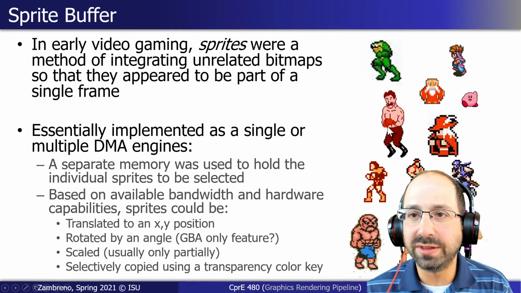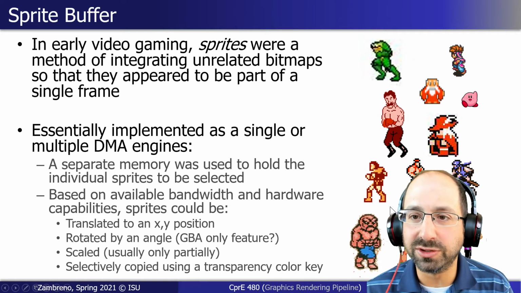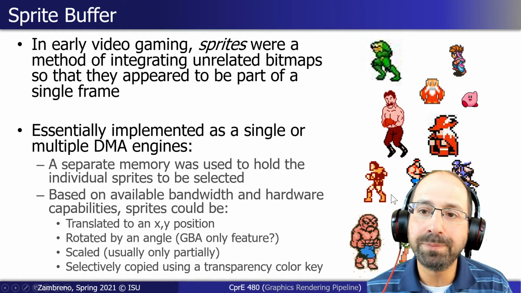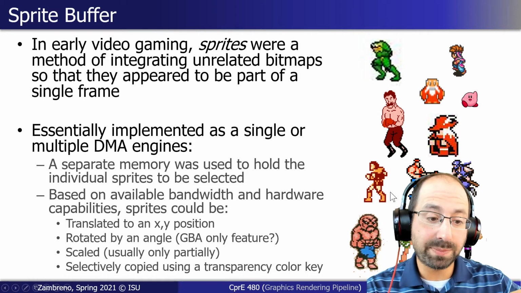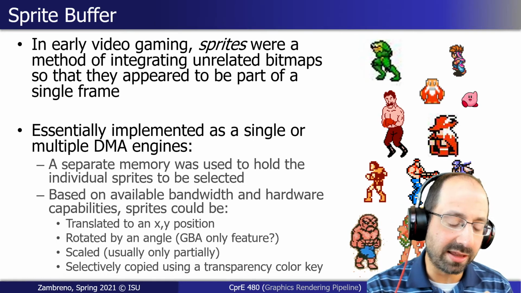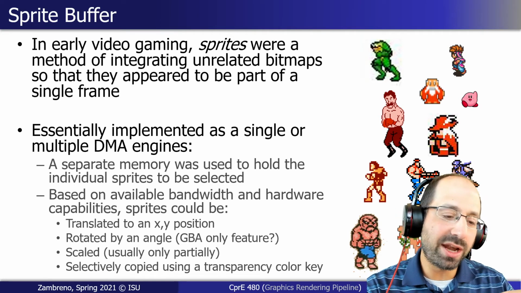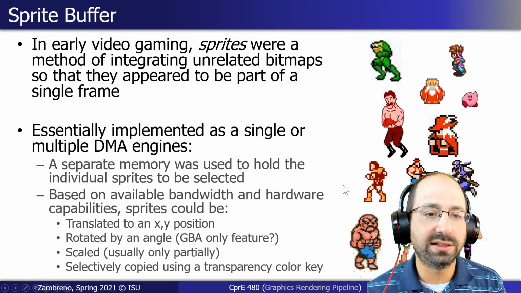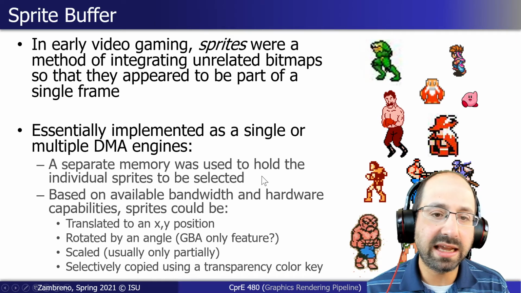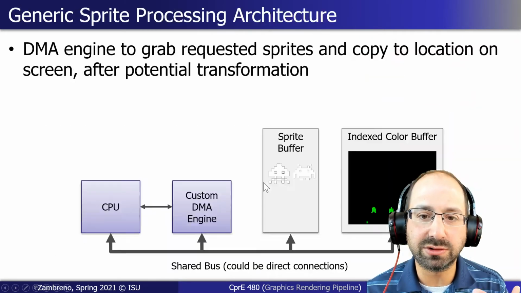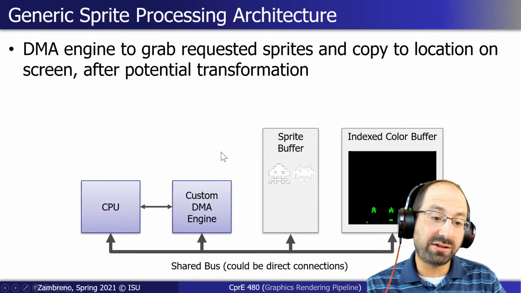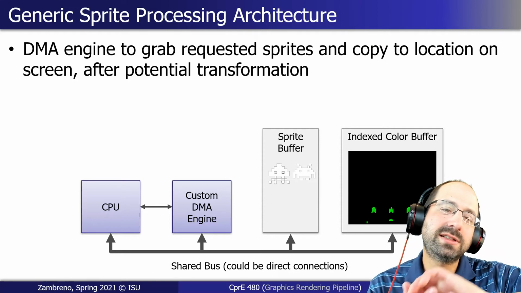And in truth, this wouldn't have necessarily been an entire sprite, but this one certainly would have been an entire sprite. So copy that onto a screen, perhaps use an index color buffer to change the color of it or of how it gets shown on the screen, and overlay with what else is associated with that. So potential scaling, and then potentially selectively copied using a transparent color key. And the generic sprite architecture would look something like this.